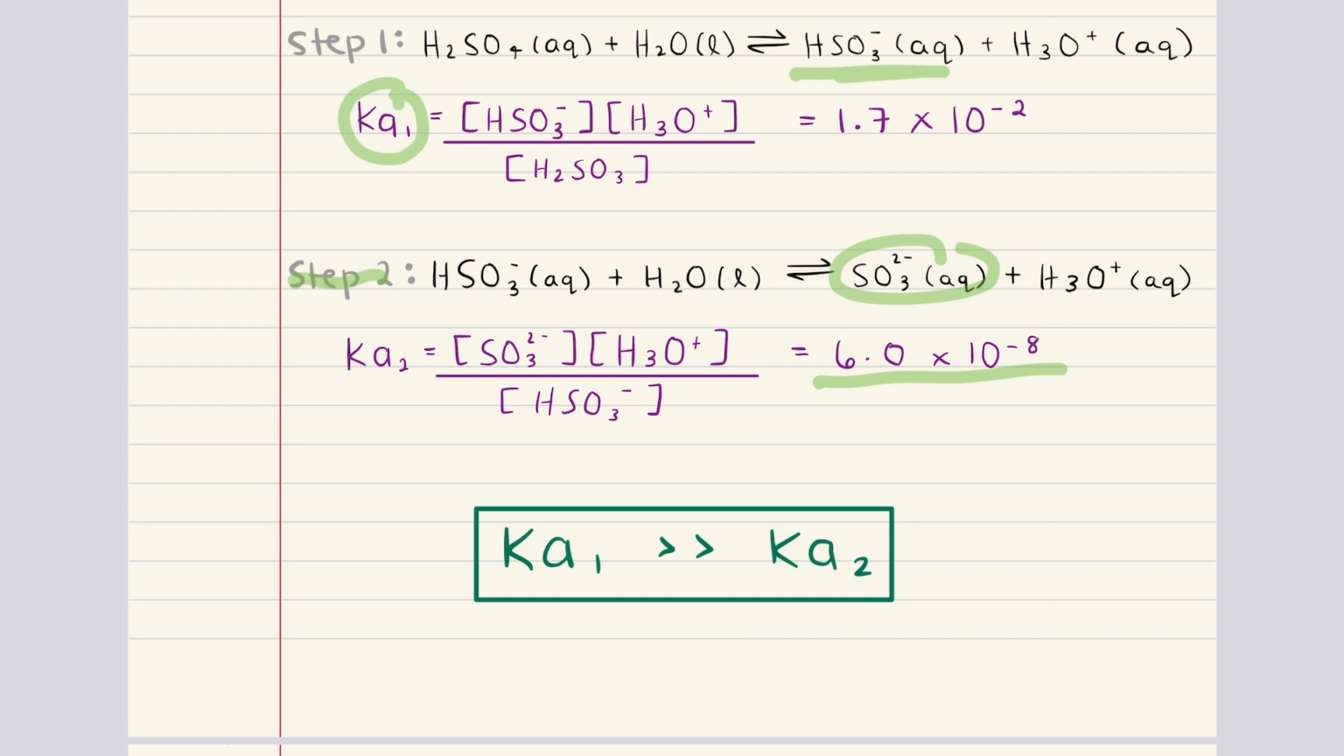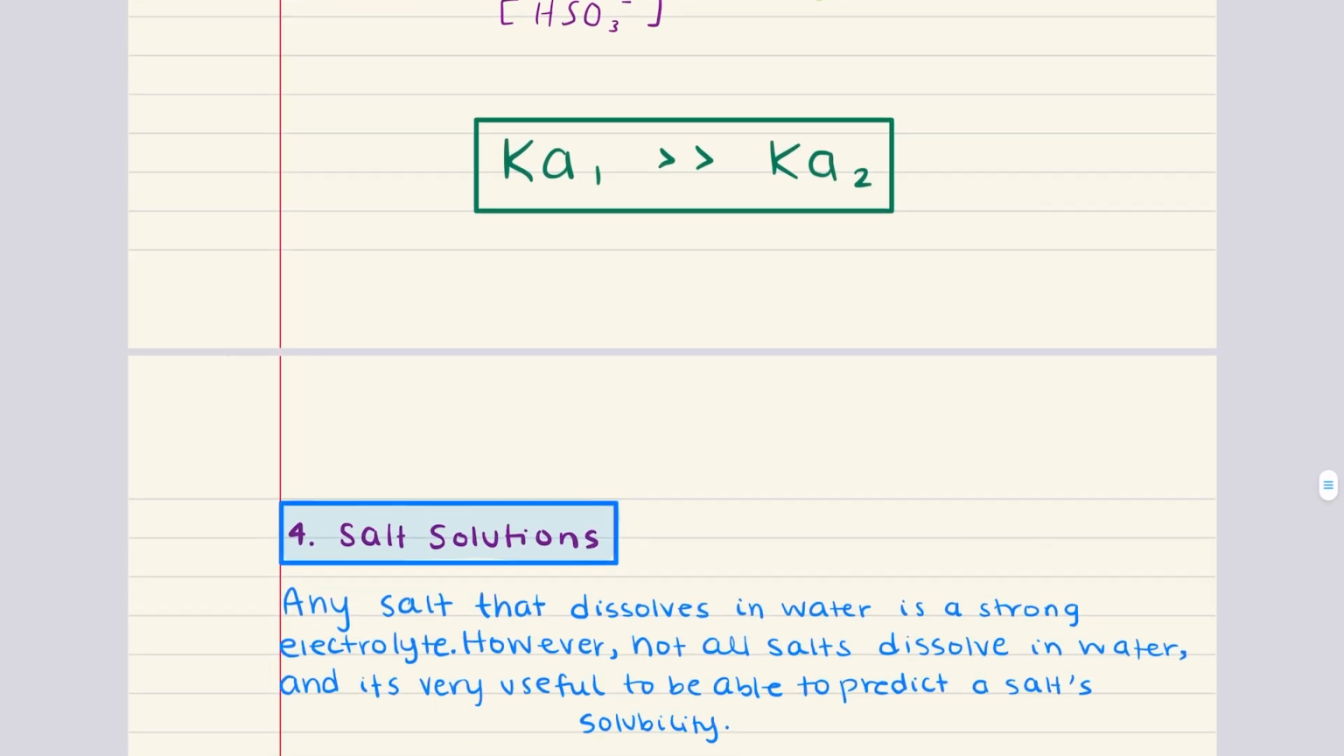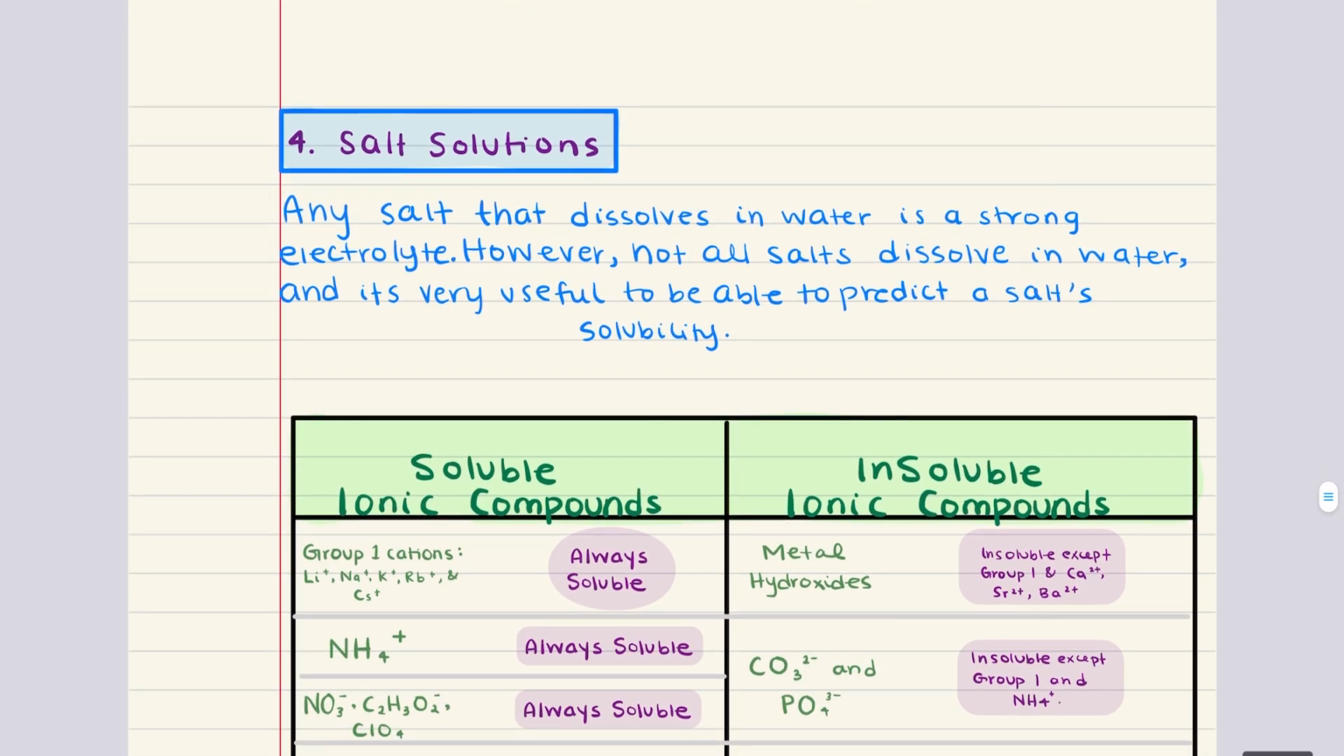So to sum up, polyprotic acids can donate more than one proton, but each proton is lost in a separate step, and each step has its own dissociation constant. With that, we can move on to the fourth objective, which we'll actually cover in the next video.